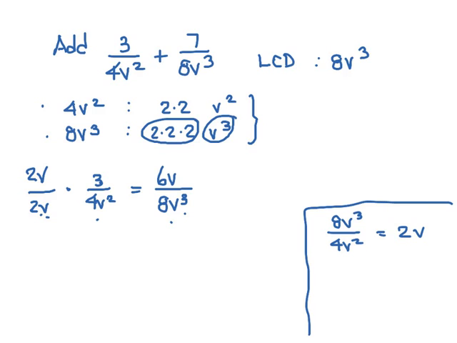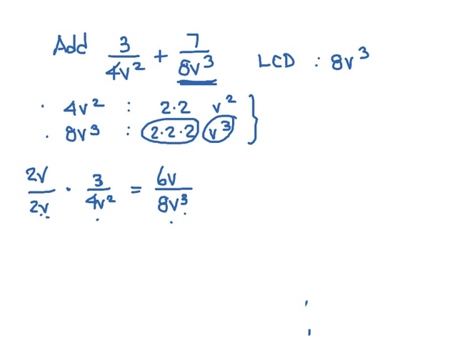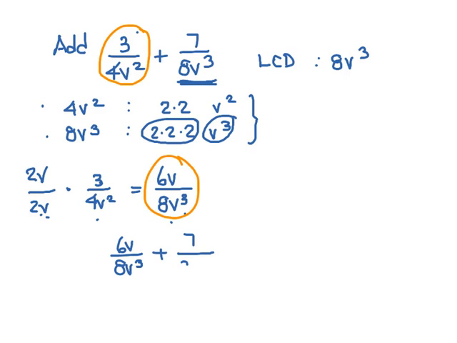My other fraction already has the least common denominator, so I don't even have to do anything with that. Okay, so let's go ahead and we're going to rewrite our original expression. So instead of writing 3 over 4v squared, we're going to replace that with 6v over 8v cubed. So we're rewriting it as 6v over 8v cubed plus, and we're already fine here. We have 7 over 8v cubed. So we don't have to change that.